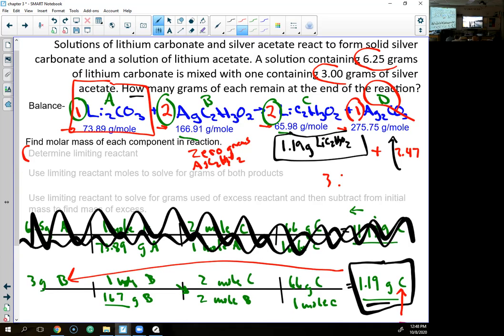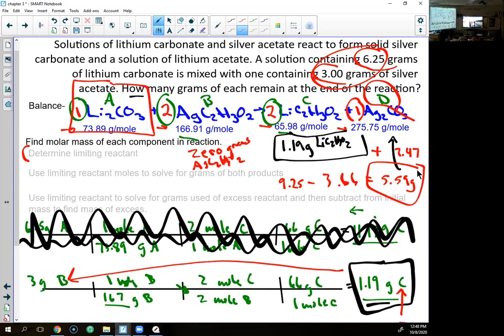Is it not a good idea because it doesn't check your answer? Right. 3.66. How much mass did I start with? 9.25 minus this will tell me the amount of excess. That's the fast but not smart way. What's this number right here? What?